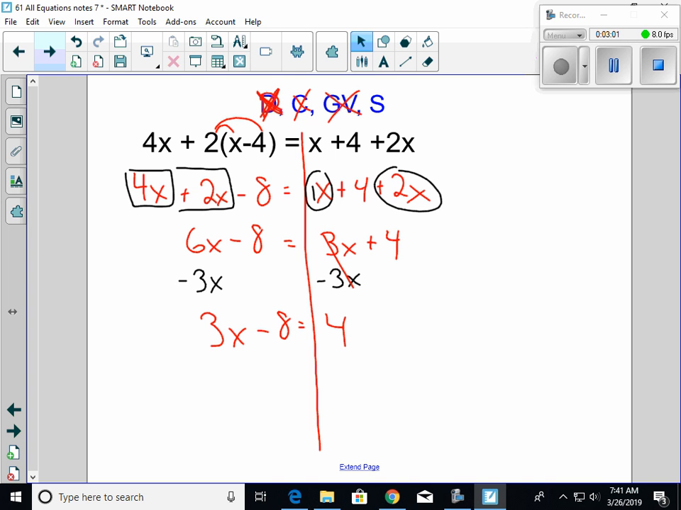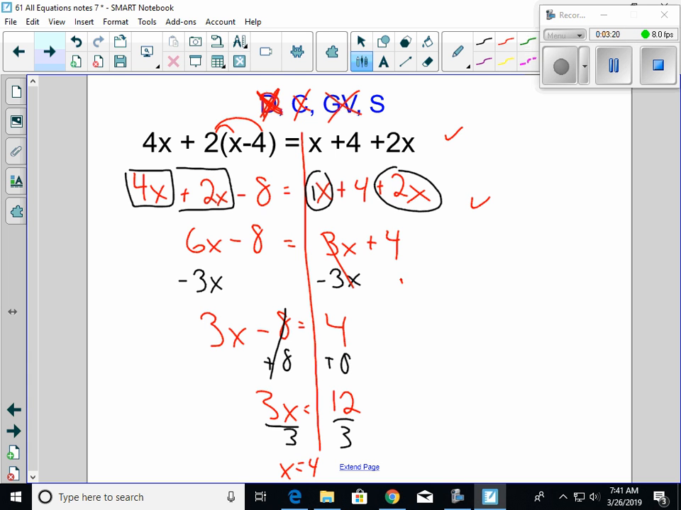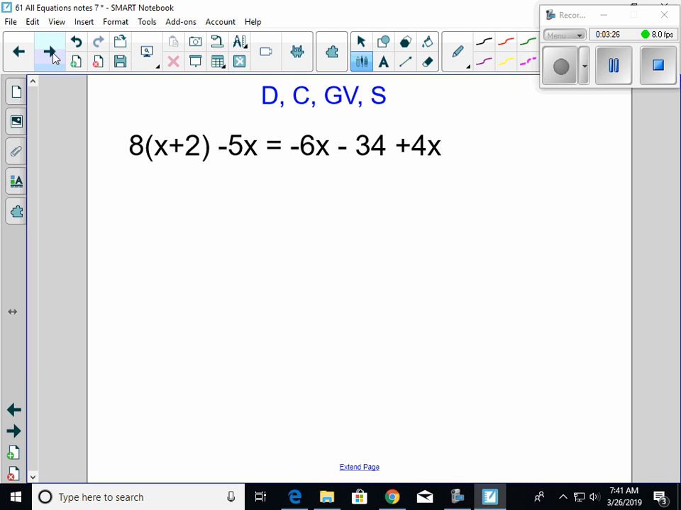So get rid of subtraction and addition first. And finally, get rid of that 3 by dividing the 3. X equals 4. All right, so that was 1, 2, 3, 4, a 5-step equation. All right, let's look at a couple more together.